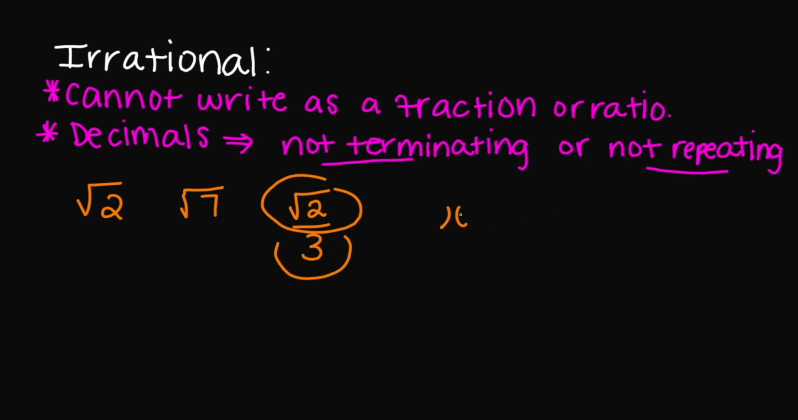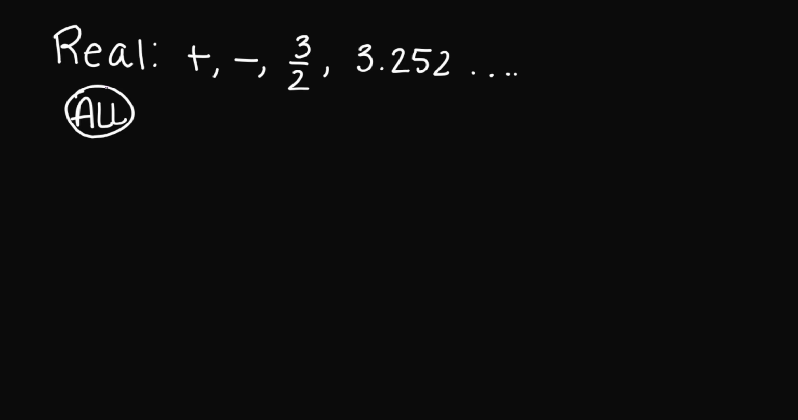What about pi? Pi is irrational because pi equals 3.14159, and it goes on and on and on without terminating or repeating. Therefore, pi is irrational. Then we have real numbers. Real numbers are positive numbers, they're negative numbers, they're fractions, they're decimals. All numbers are real numbers. Now, we also do have complex numbers and imaginary numbers, but we will not be discussing those in this video. We're just going over a basic review of the common types of numbers that we use.